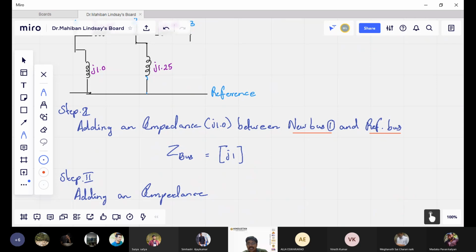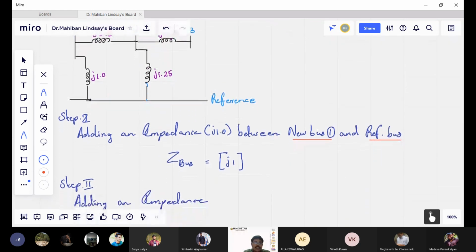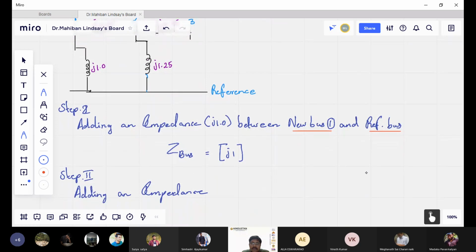Why bus 1 is old bus means already here you have taken the bus 1. Listen, the bus 1 already you have taken. So in the previous step that bus was new bus, but that was considered. Therefore now in this second step that is the old bus, right? So once again I repeat, why we call it an old bus, since we already considered that bus in the previous step. Therefore adding an impedance, and we can see the value of impedance, that is J 0.25.